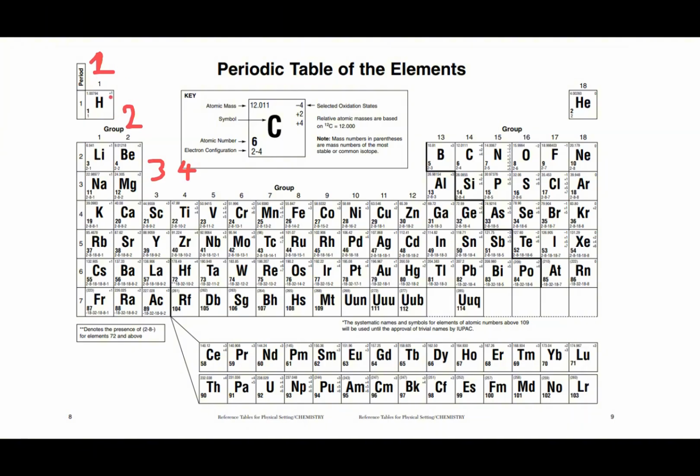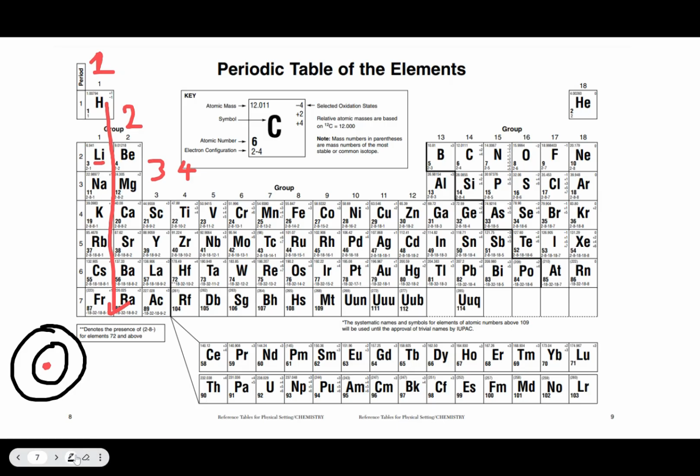So in group 1, all of these atoms have 1 valence electron. Let's take the example of lithium. Let's say this is lithium's nucleus. Lithium has 3 protons, so it's going to have 3 electrons. That means it's going to have 2 shells: 2 electrons in the first shell, and then 1 electron in the second shell. So it has 1 valence electron, and it's in group 1. So the group number corresponds to the number of valence electrons.